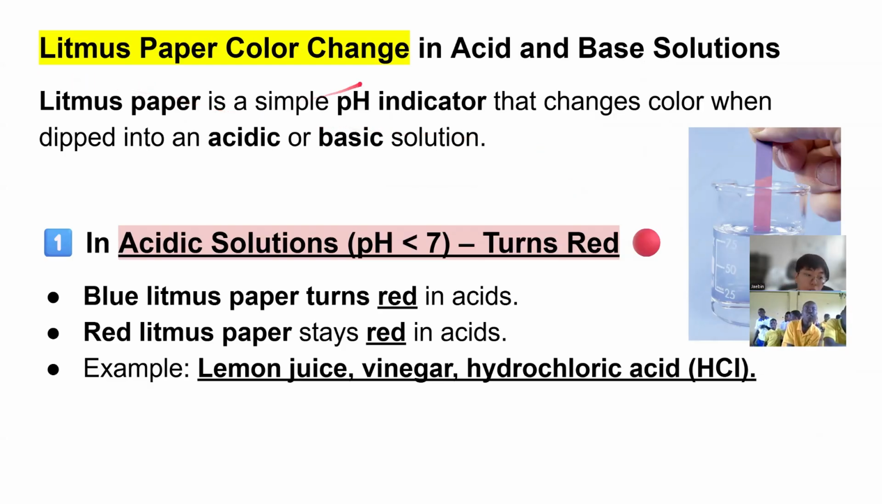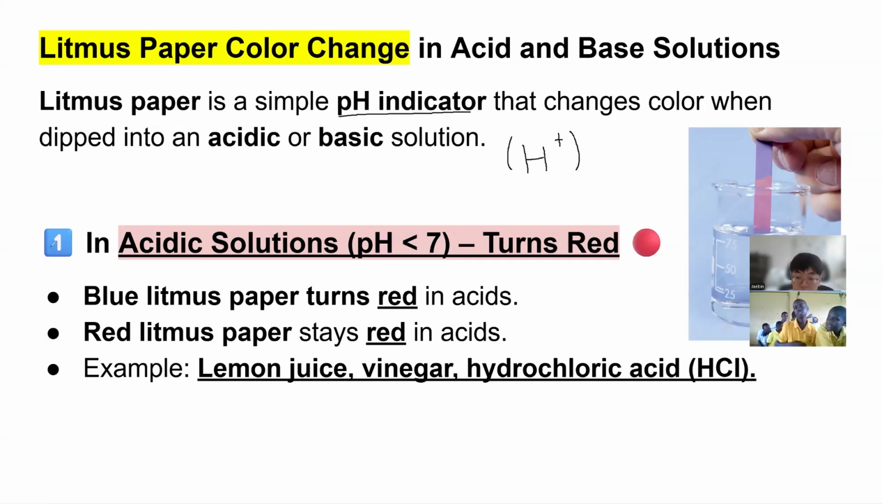So this is called testing with the litmus paper, and we're observing the color changes. The litmus paper is a simple pH indicator that can change colors when dipped into acidic or basic solutions. pH means the concentration of hydrogen ions. That tells you how acidic a certain solution is. It tells you the number of hydrogen ions.